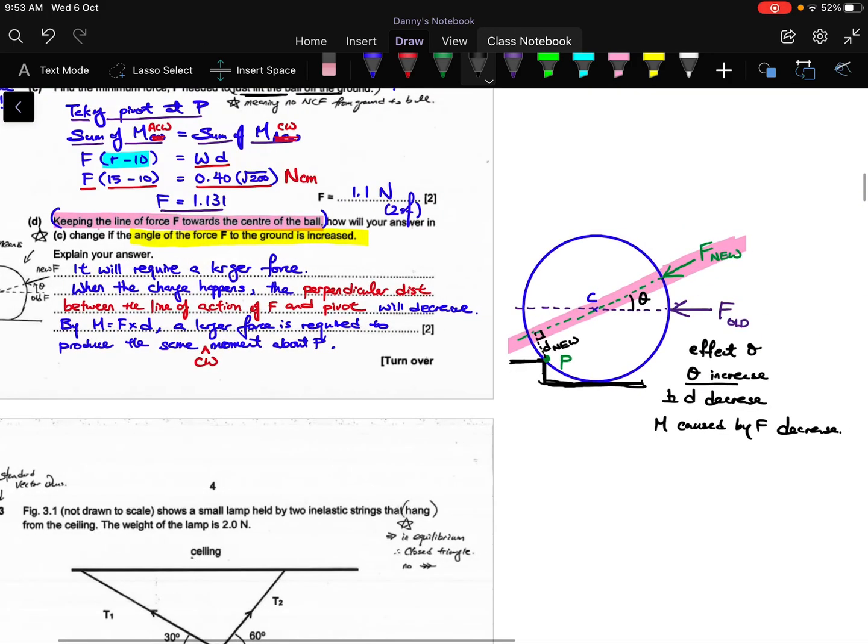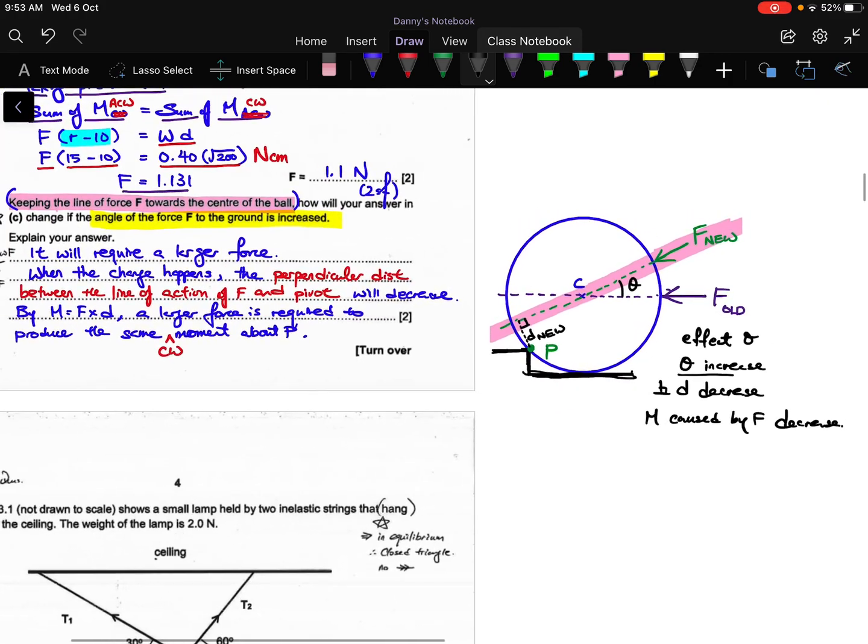Like I said, always plan. So this is my plan in my brain. So quickly I will put down my conclusion. To create the same amount of moment, because the perpendicular distance D has dropped, I will need a greater F, right? Then now I try to pen it down. Now when we say it and when we pen it down, there is a difference. When we say it, we can say perpendicular distance, perpendicular distance.